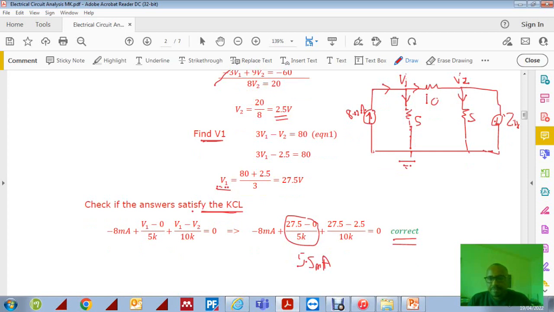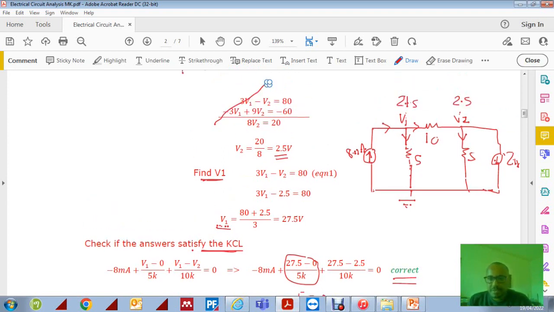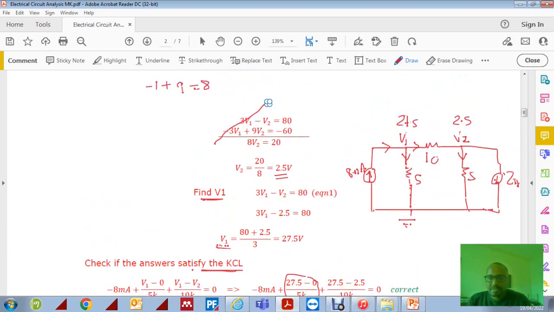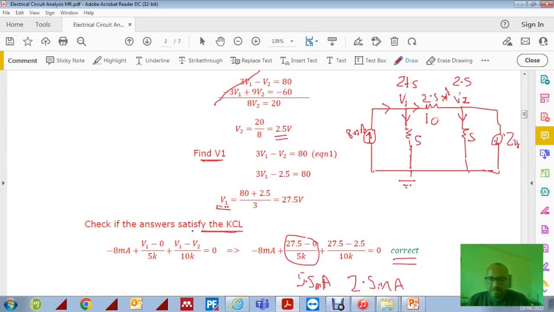And then the current on this one is V1 minus V2 divided by 10k. So we find the answer: 27.5 minus 2.5 divided by 10k, 10 to the power of 3, which is 2.5 kiloamps, milliamps, sorry. So this is 2.5 milliamps. So we know the current going this way is 2.5 milliamps, and the current going down is 5.5 milliamps.